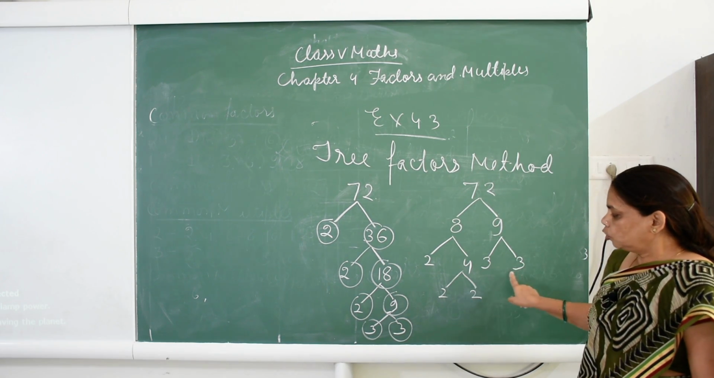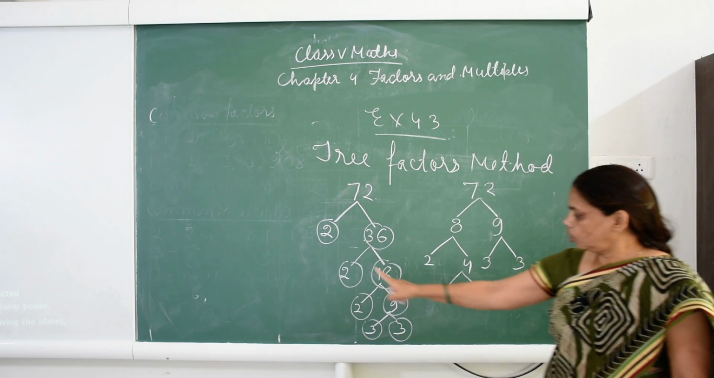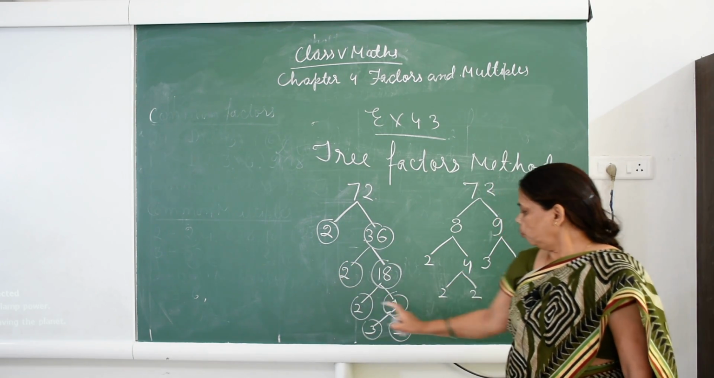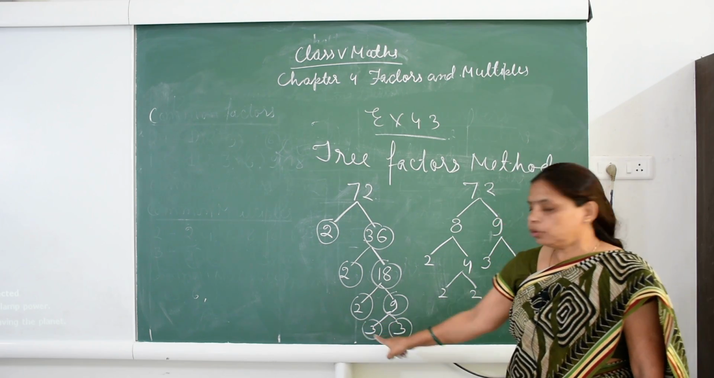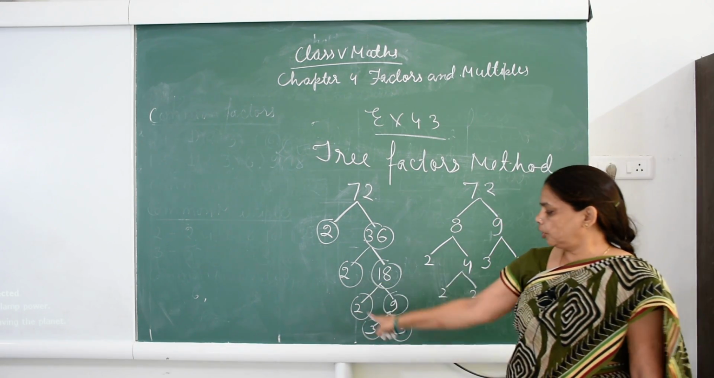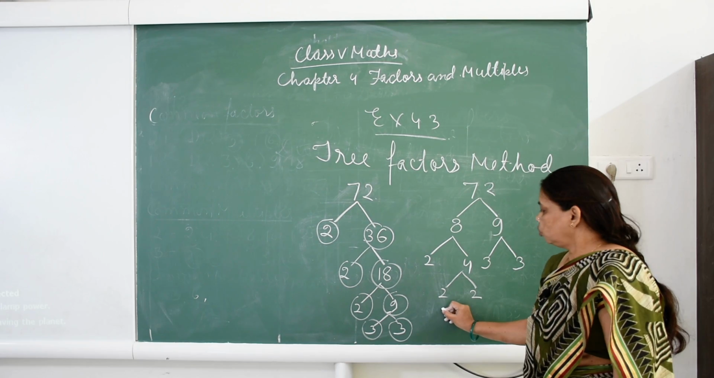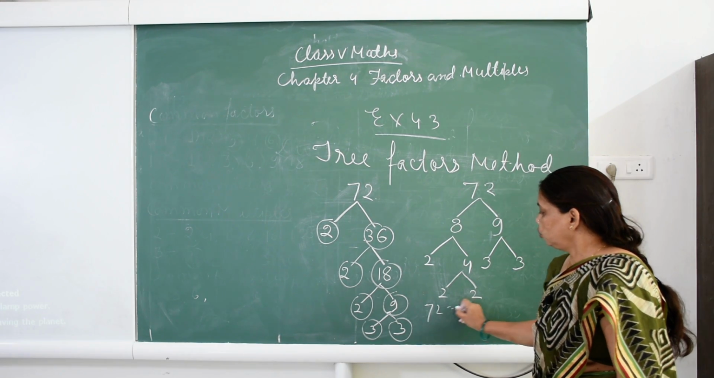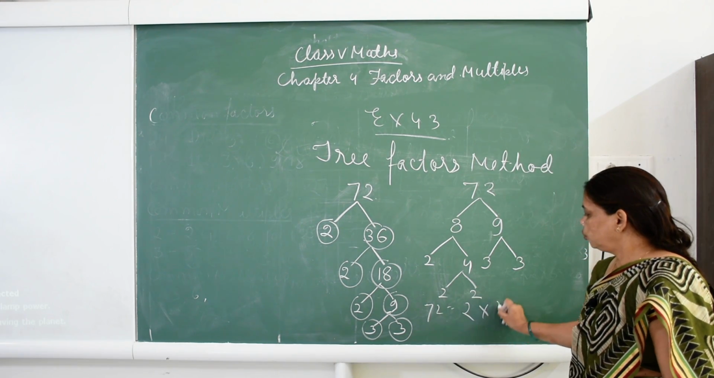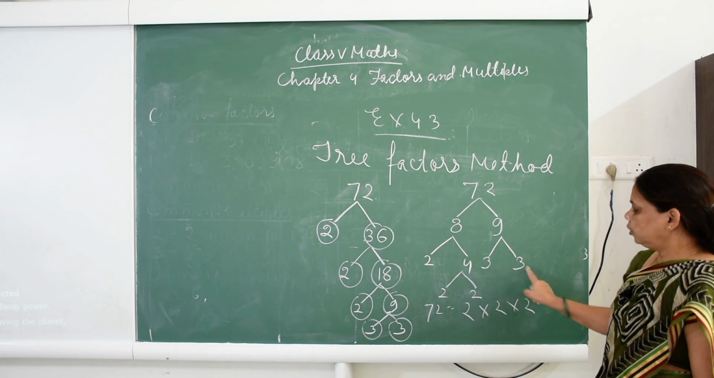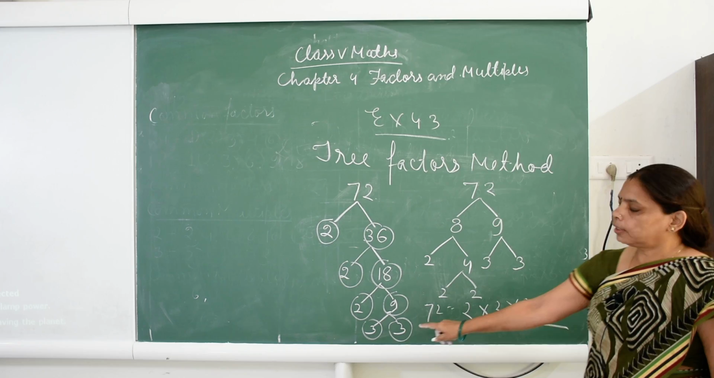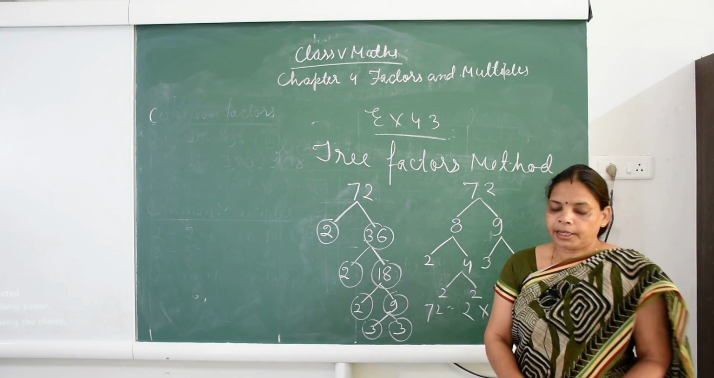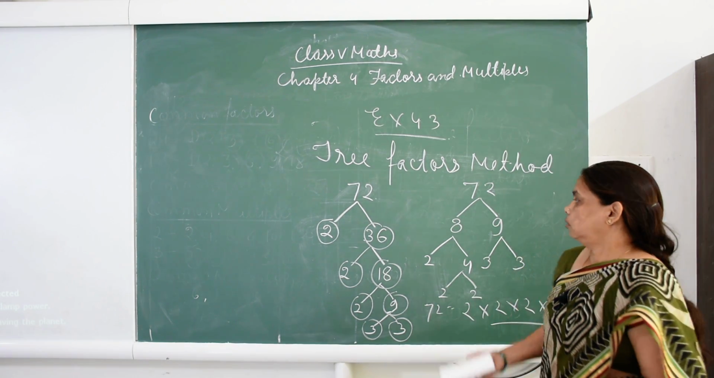So you can see here 2, 2, 2 and 3 and 3. Three times 2 and two times 3. These are the factors of 72. So the prime factorization of 72 is 2 into 2 into 2 and 3 into 3. So these are the same. You can do any method as you like.